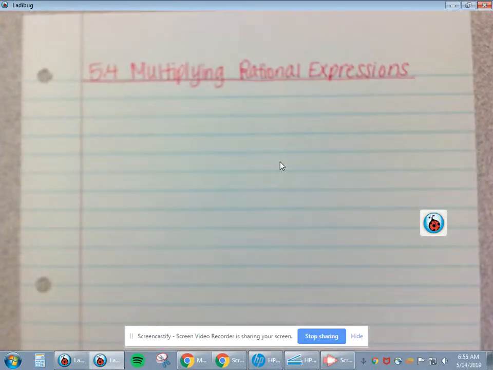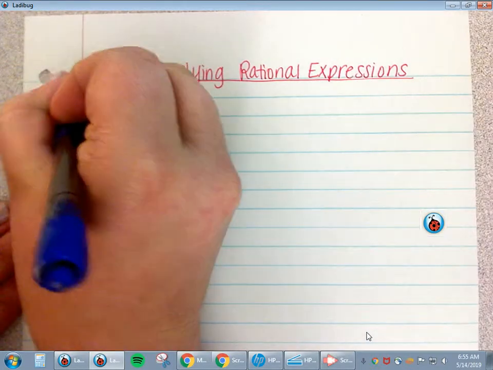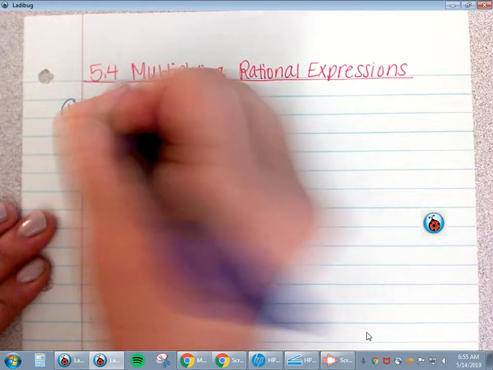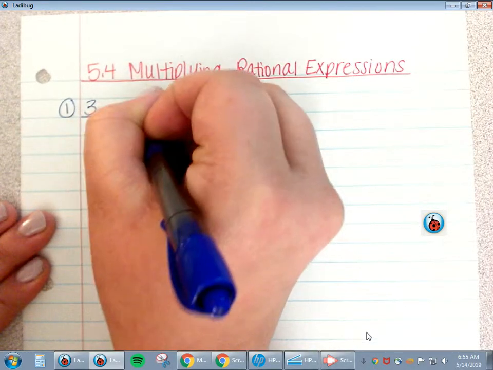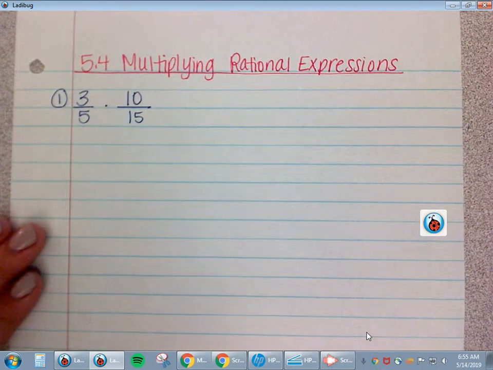We're going to do our notes on section 5.4, multiplying rational expressions. And I'm going to do kind of a lame example with you to start to illustrate a point. So say I started with 3/5 times 10/15. First thing I want to do here is try to factor top and bottom to see if I can simplify it all.